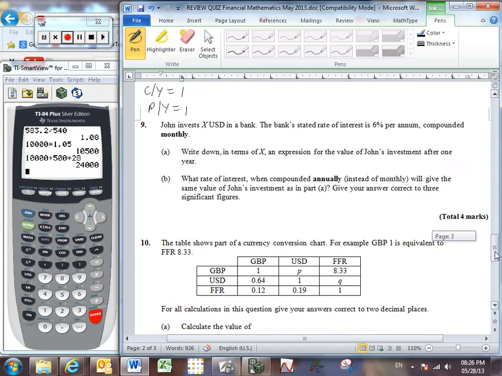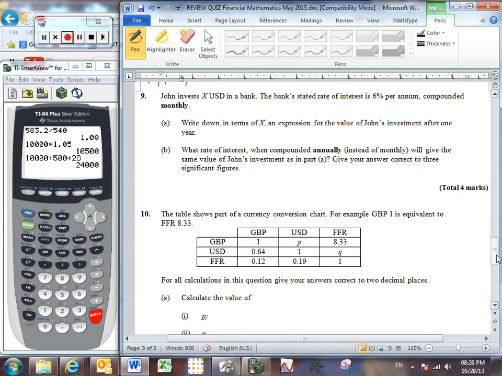Okay, number 9. John invests X US dollars in a bank. So let's just think about this. He's invested X. The interest rate is 6%. So there's the 6%. Here we go, finally, compounded monthly. So I've got to change my denominator here. I've got 100. But because it's compounded monthly, we've got to multiply it by 12. And then the power is 12 times x, where x represents, oops, I should use a different variable. I've already used x as the initial deposit. So let's use 12 times n, where n represents the number of years that have passed.